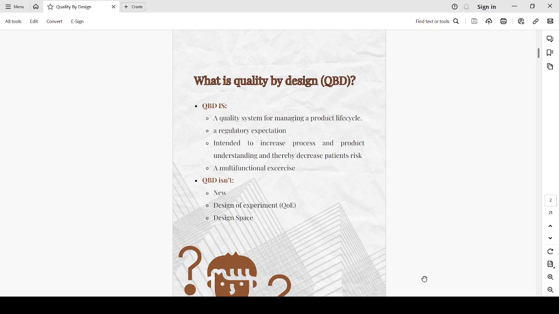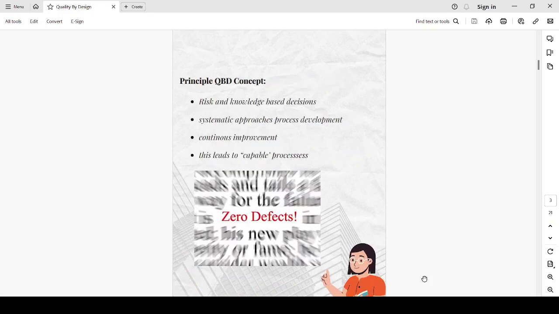It's a quality system for managing your product life cycle, and it's a regulatory expectation which is intended to increase the process and the product understanding. Thereby, we can decrease the patient risk. It's a multifunctional exercise, and it is a design of experiments, and we can say it's a design space.